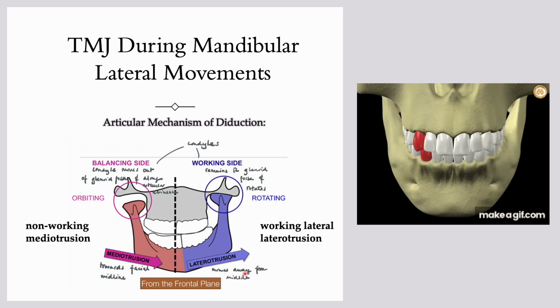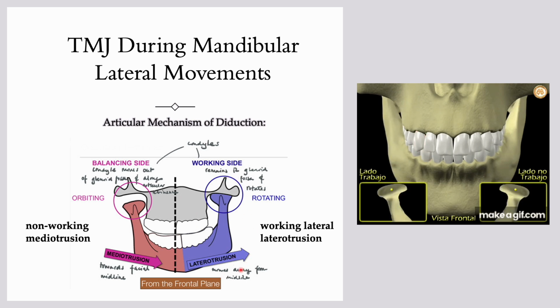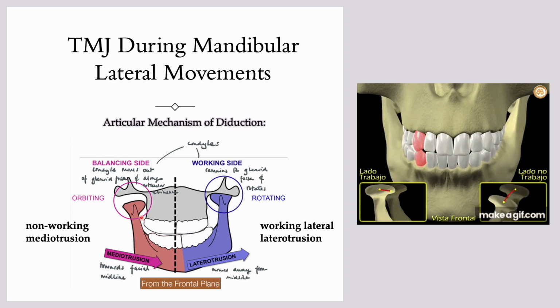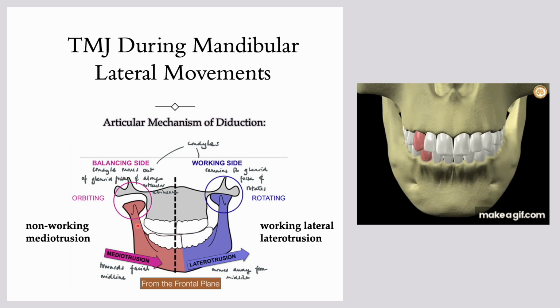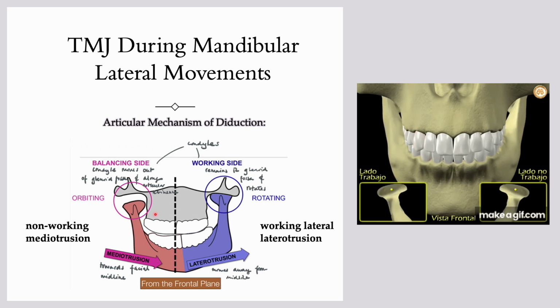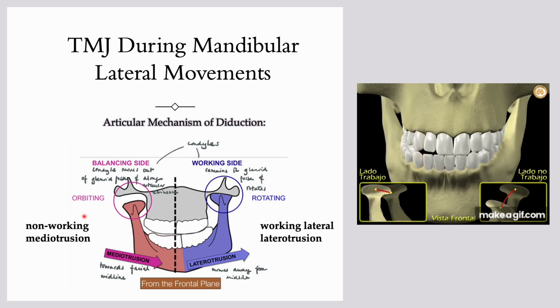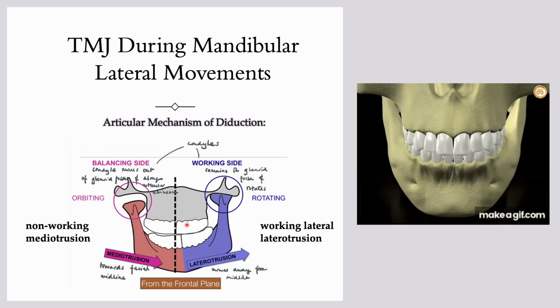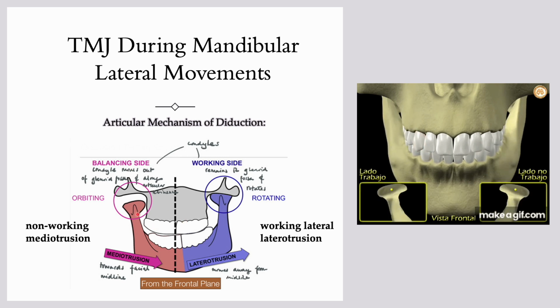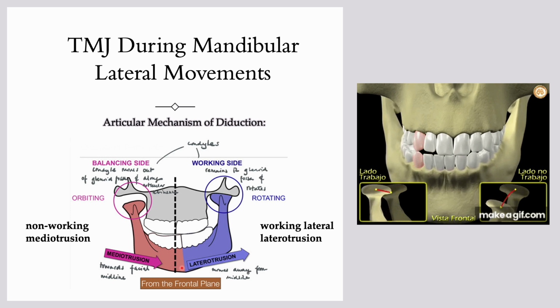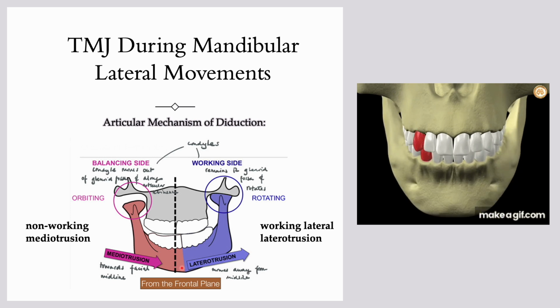The hemimandible on the same side, so on the blue side, performs a working lateral trusion, while the contralateral hemimandible, the one in red, undergoes a non-working medial trusion. During the return motion, in the incursion phase, the homolateral hemimandible engages in a working medial trusion, while the contralateral hemimandible executes a non-working lateral trusion. I understand this is a bit complex, but try to repeat this part as much as possible until you understand.